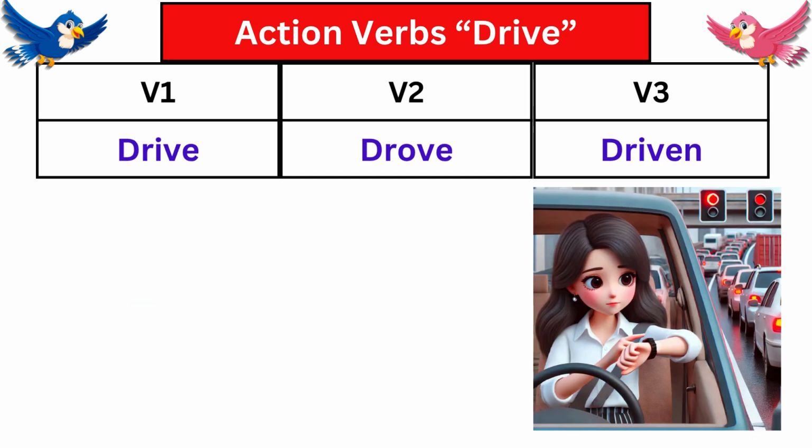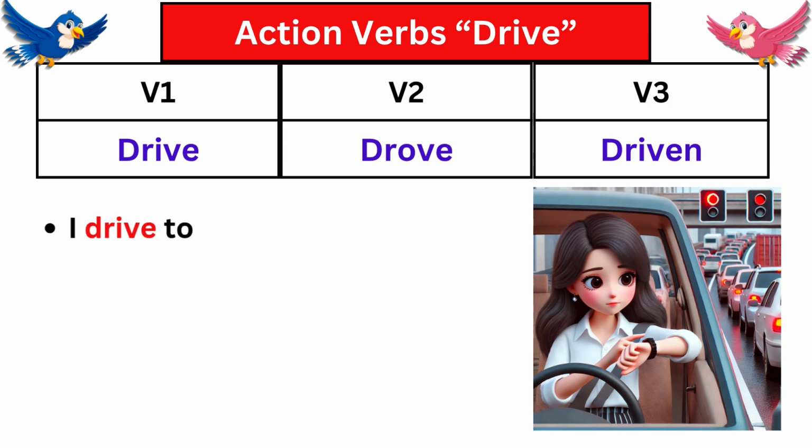Next, let's look at the three forms of the verb. V1: drive, present. V2: drove, past. And V3: driven, past participle. Now, let's use these words in sentences.